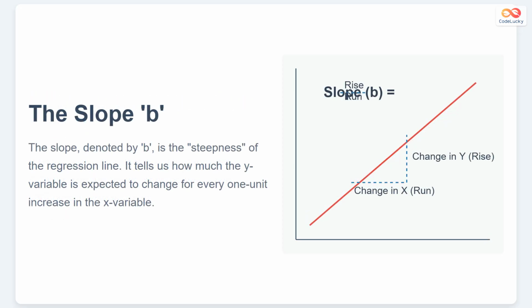The steepness of this line is called the slope, which we represent with the letter B. Think of it as the rate of change. The slope tells us precisely how much we expect the vertical, or y, variable to change whenever the horizontal, or x, variable increases by one single unit.